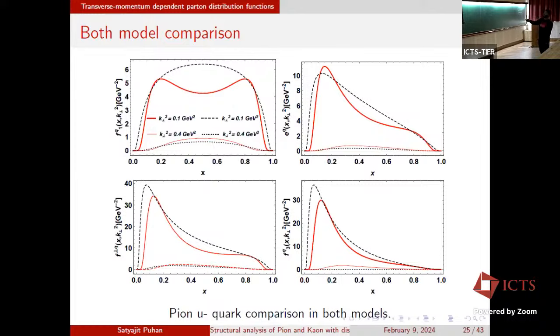This is the comparison of both models for pion u quark TMDs. The red lines are for the light-front holographic model, and the black dotted lines are for the light-front quark model. They have similar behavior in both the models.